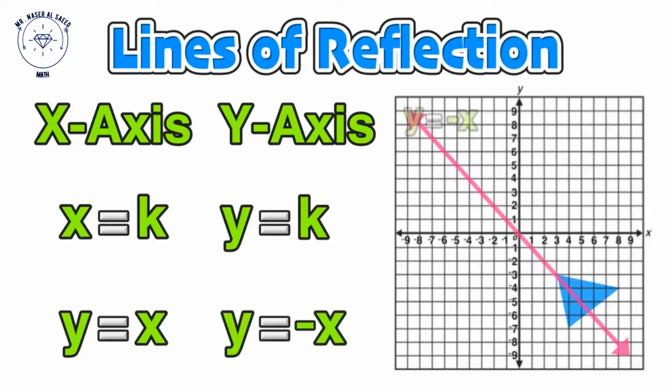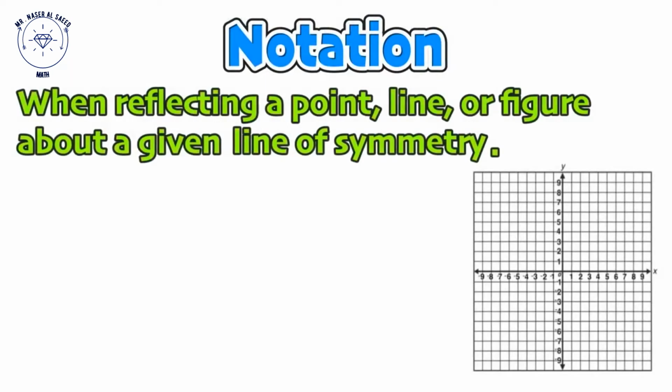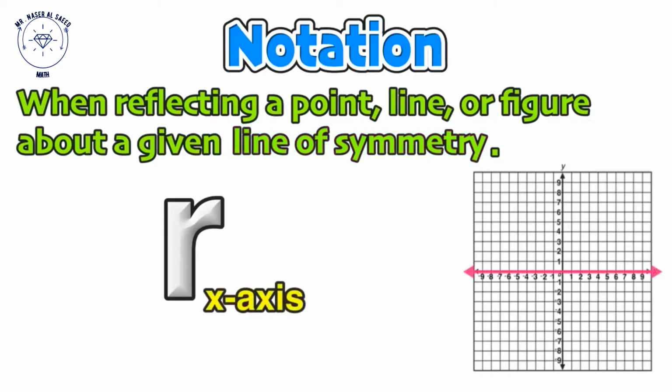To reflect a point, line, or figure about a given line of symmetry, we use the lowercase r notation. This notation will specify the line of symmetry for which our reflection will occur.